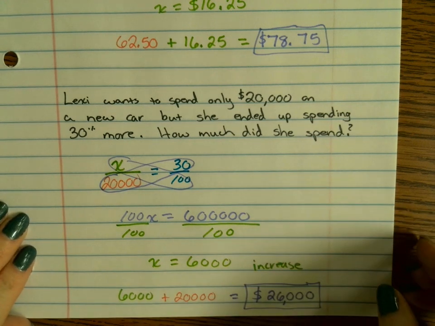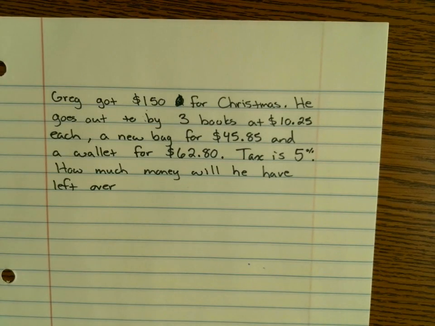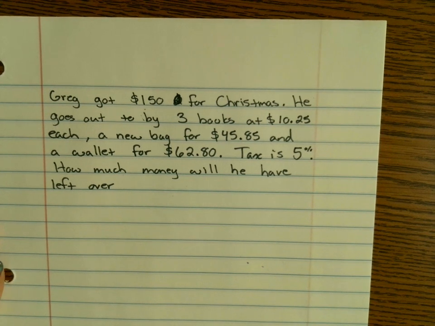Okay, I've got one more practice problem for you to see. Greg got $150 for Christmas. He goes out to buy 3 books at $10.25 each, a new bag for $45.85, and a wallet for $62.80. Tax is going to be 5%. We want to know how much money will he have left over. So how much money is he going to have left over from that $150 that he has from Christmas?